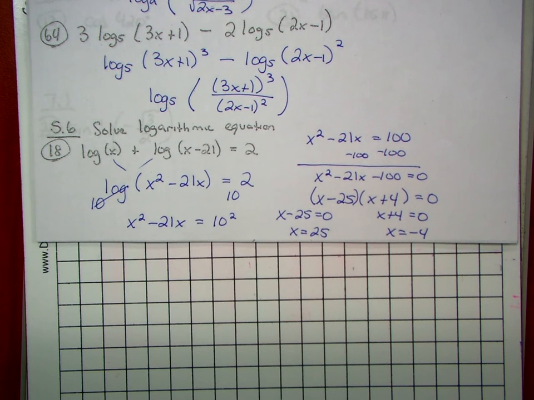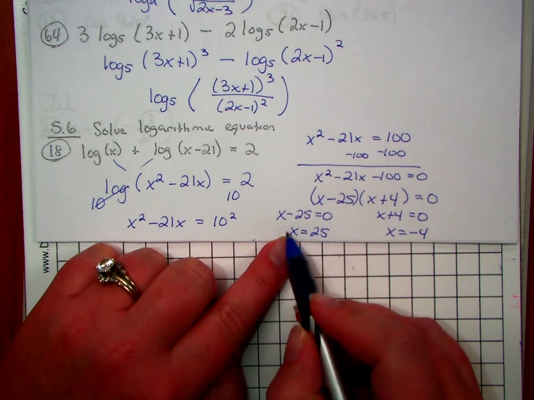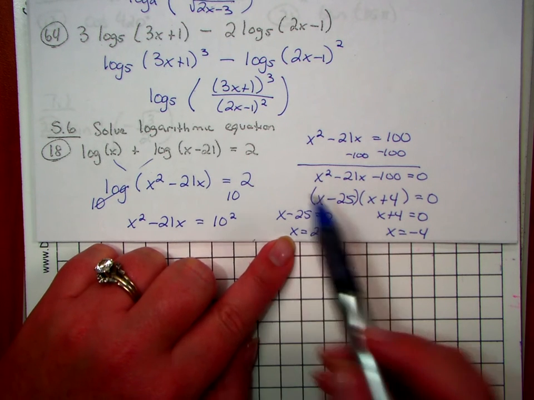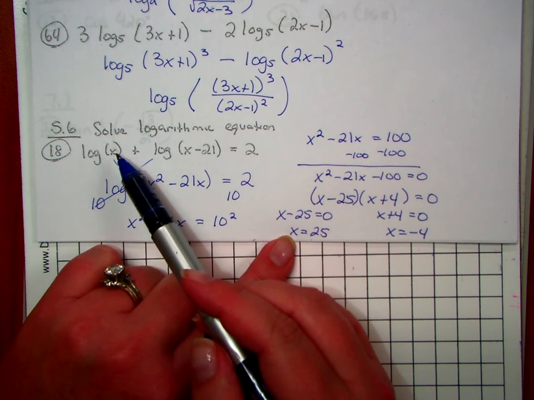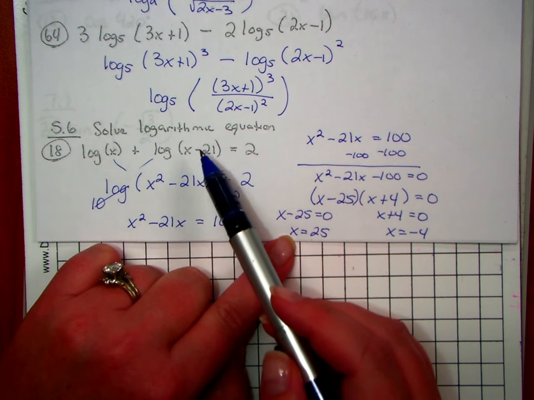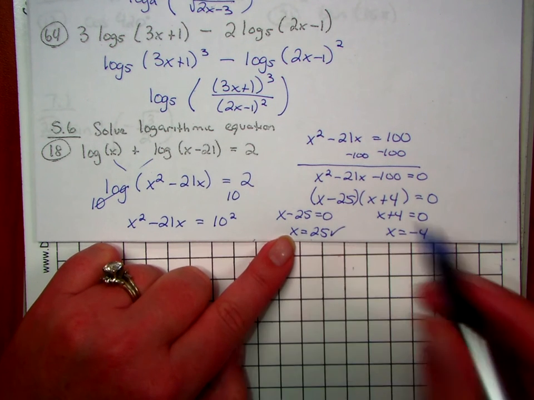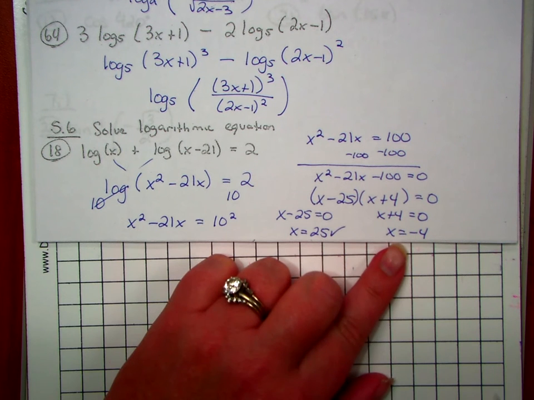Now remember, with logarithms, not every solution is an answer. We have to make sure it's in the domain of the function. So you need to check these. The first answer, 25, does that work? If I plug it into the original, does everything remain positive? Log of 25 is positive. 25 minus 21 is positive, right? This one checks out.